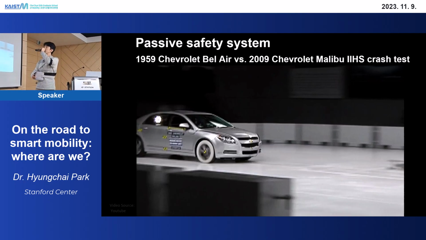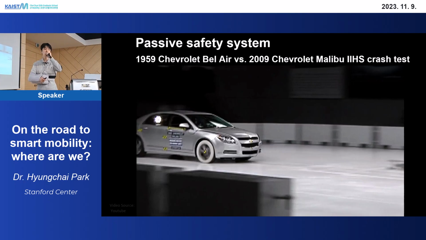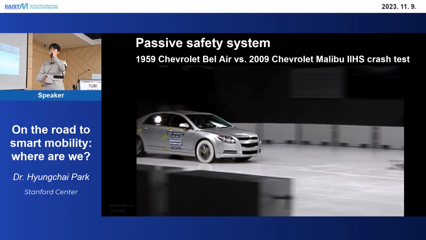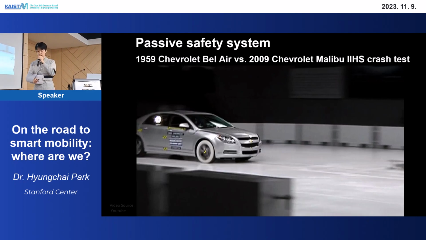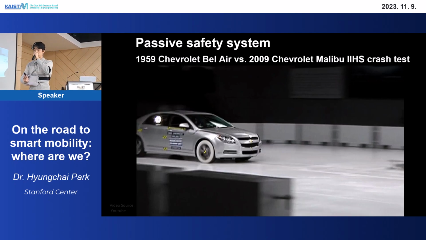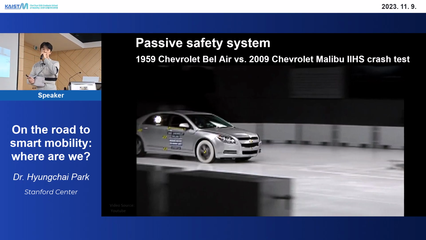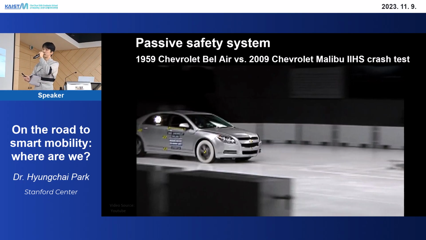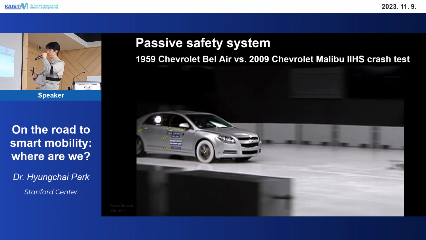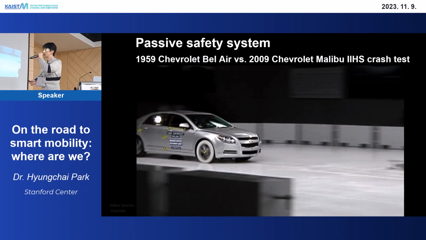So I'll start with the passive safety system, which protects passengers inside the vehicle when and after an accident happens. The development of, for example, seatbelts, airbags, and better chassis designs are included in this category. And the development of passive safety systems over the last 50 years is very well summarized in this crash test video.